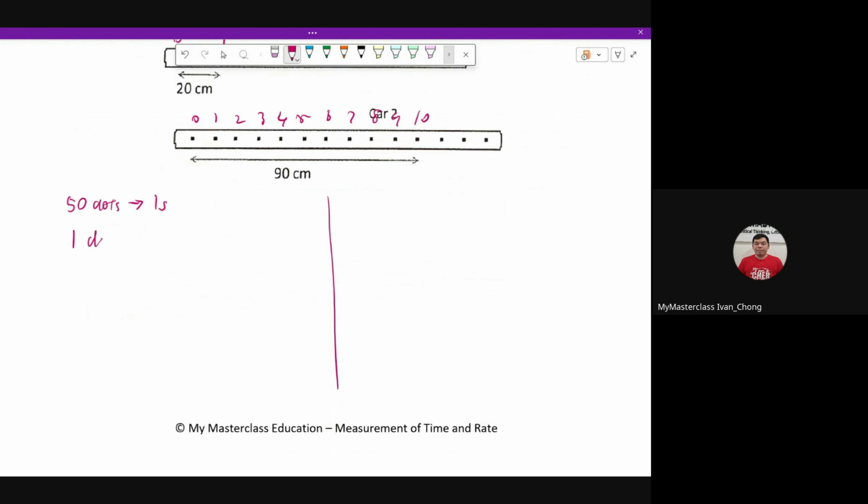Okay, so let's solve the time bit by bit. First, 1 dot. How long does it take? 1 over 50 is 0.02 seconds. 10 dots. How long does it take? 1 over 5, it will be 0.2 seconds.